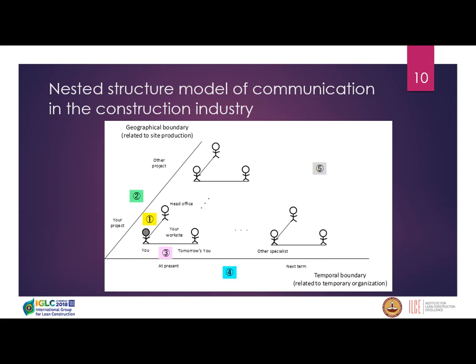The two large boundaries are here. The geographical boundary is between your project and other projects. The temporal boundary is between you at the present and other specialists at the next term of a project. The last boundary is created by both boundaries, and has a very long history and very many achievements.